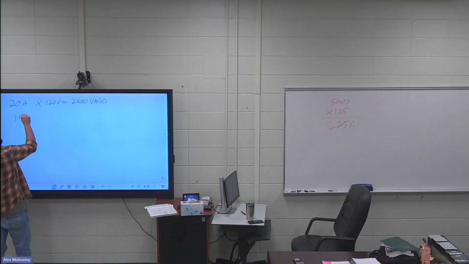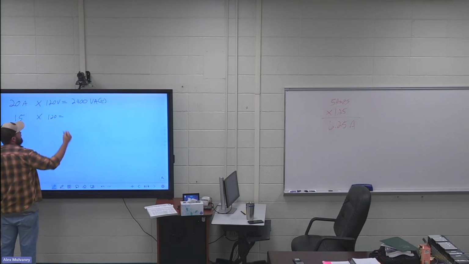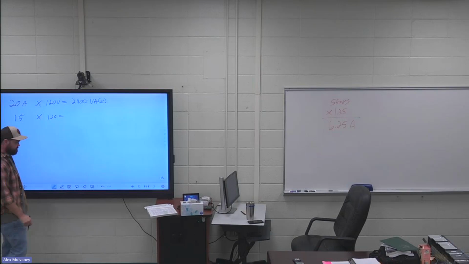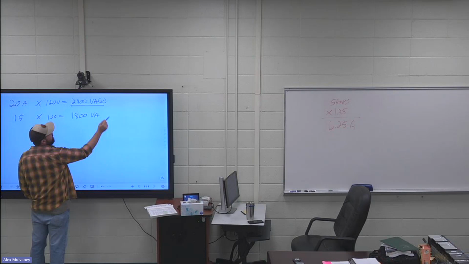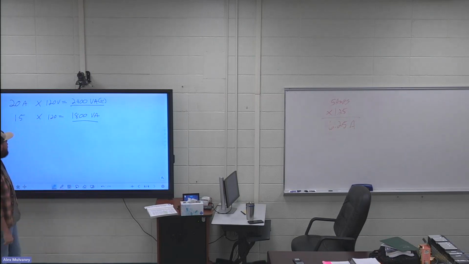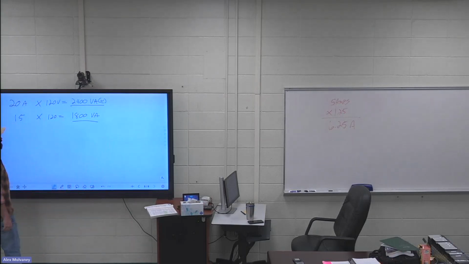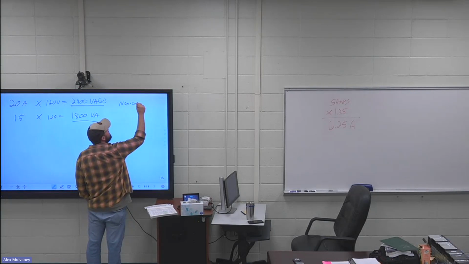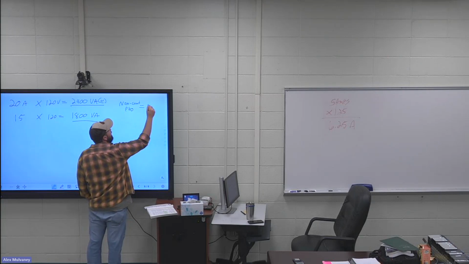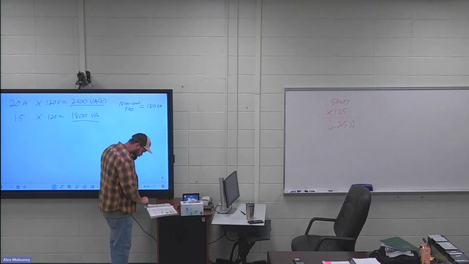If I have a 15 amp breaker, what's my voltage? 120 volts. What is 15 times 120? 1,800. So this is how much I can put on a 20 amp breaker. This is how much I can put on a 15 amp breaker. So their question is, how many plugs, what are my plugs rated at? Non-continuous plug is 180 volt amps. It's going to go into this on the next page.